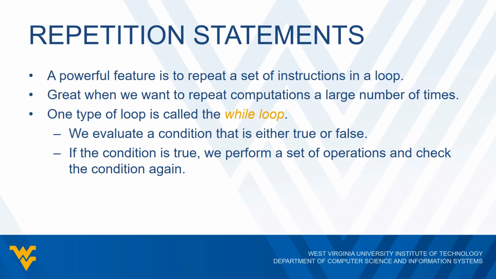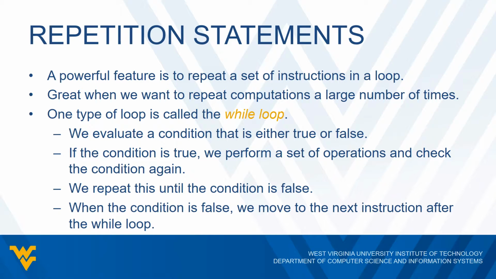Now, the idea with the loop is that eventually this condition has to become false. So we'll keep repeating these lines of code until that condition becomes false. And when that happens, then we'll move on to the instruction after this while loop. So we'll repeat some lines of our algorithm, we'll go back to the condition, and as soon as it's false, we skip over that entire loop and just go on to the next step after that.